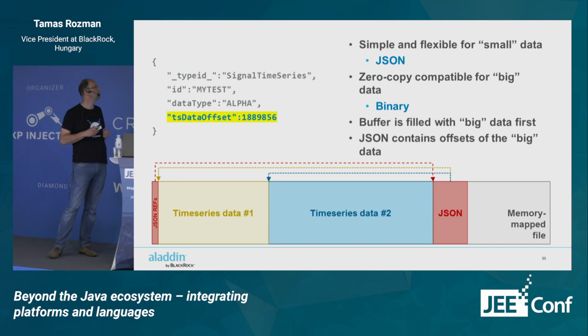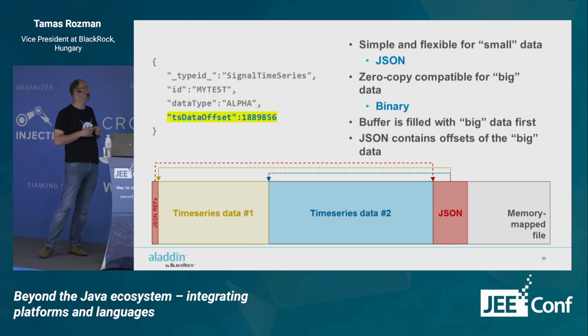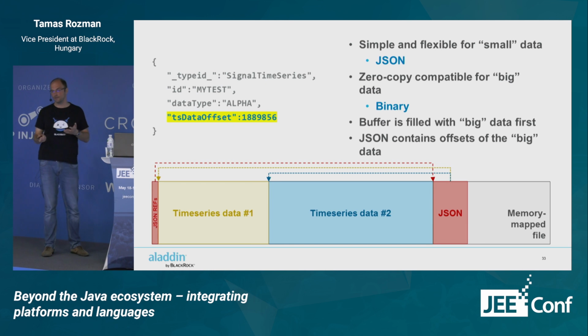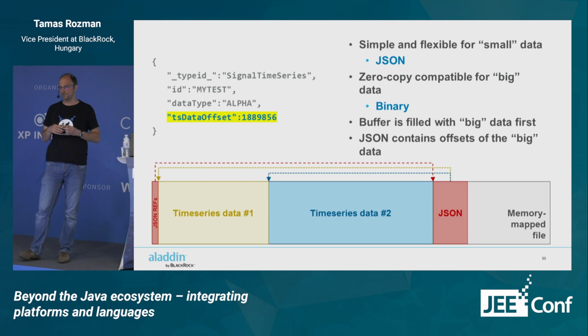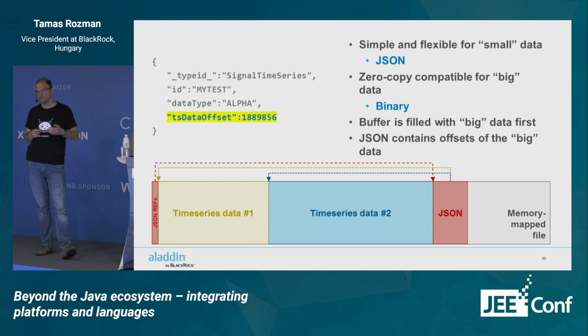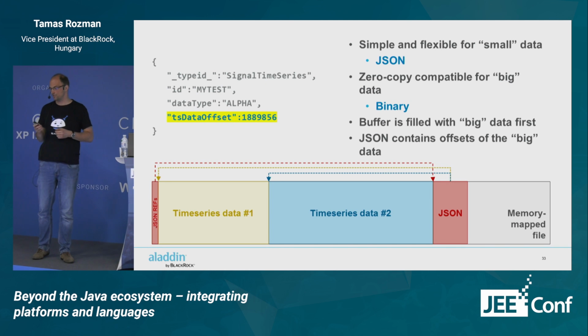That's what I showed in yellow earlier. So that is an example from our system. It says that we serialized in JSON a signal time series. It has an ID, it has a data type, and the time series data is serialized in a special binary format and starts at the offset I showed there.